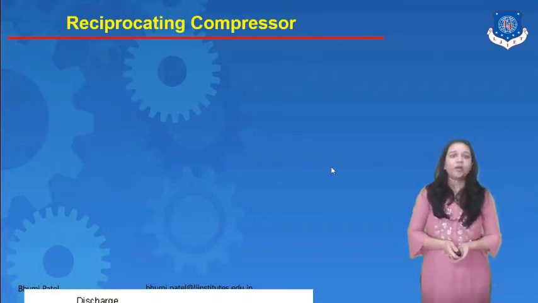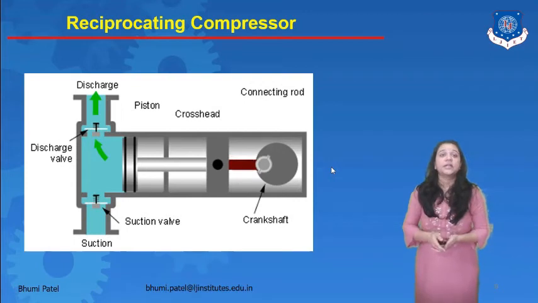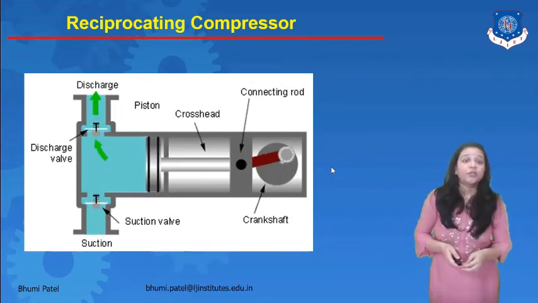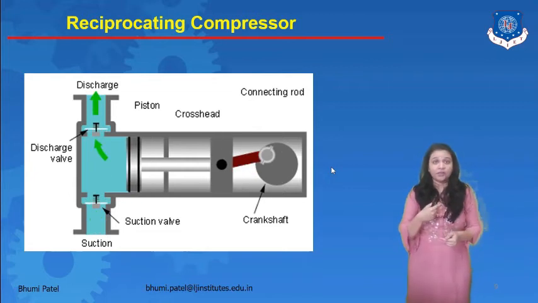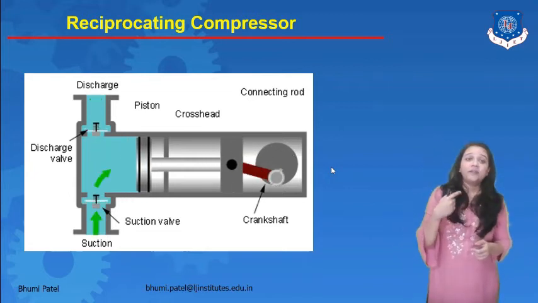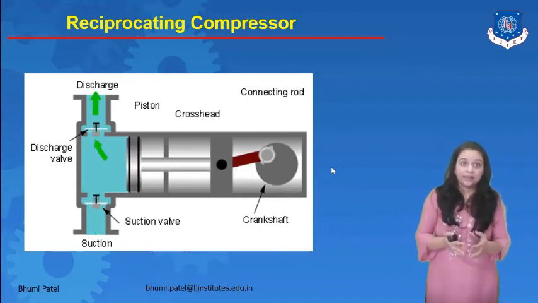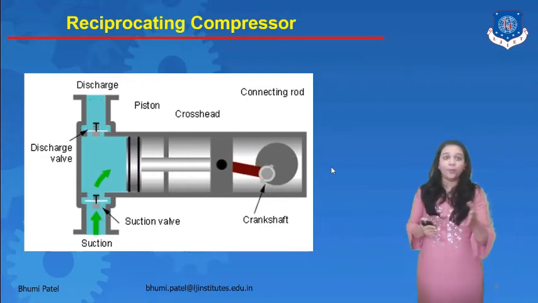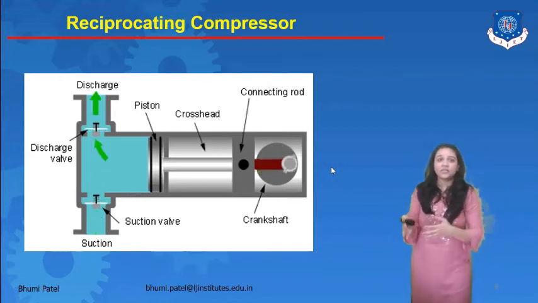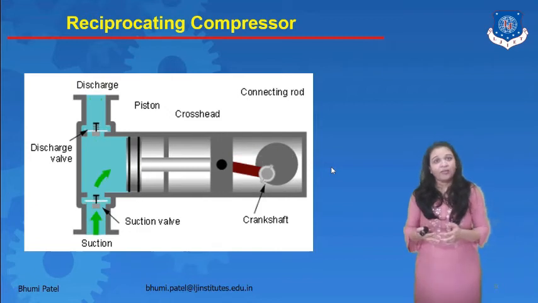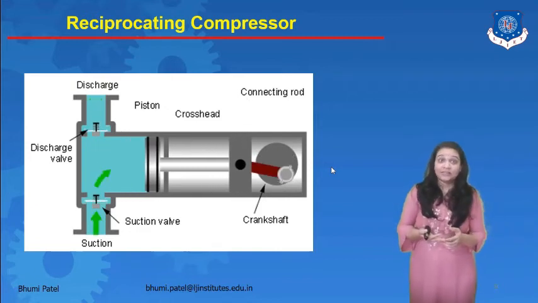This is the diagram of the reciprocating compressor. Here you can see that one suction valve is there and one discharge valve is there. Whenever the pressure is increased, the discharge will open, and whenever the pressure is decreased, the suction opens. So we can connect a suction valve and a discharge valve.